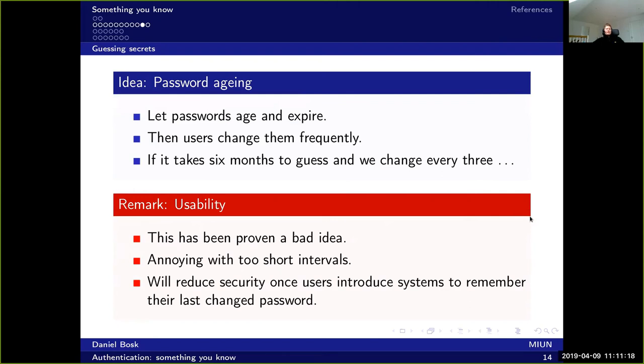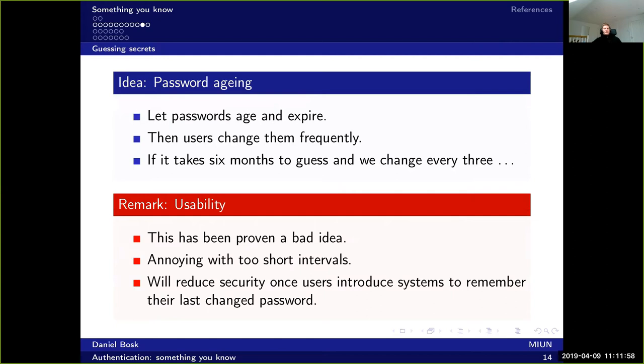Another bad idea which is commonly practiced is password aging. This means that passwords age and expire, and then users must change them at regular intervals. So the idea is that if it takes 6 months to guess a password, meaning you can have rather insecure passwords, and then you change the password every 3 months, then it's supposedly more difficult to guess this. But this is also a bad idea.